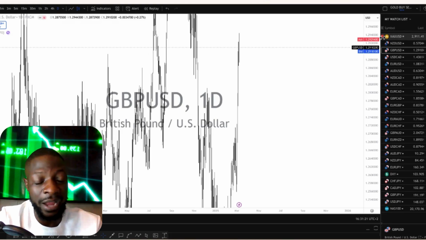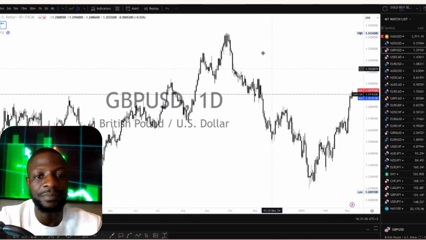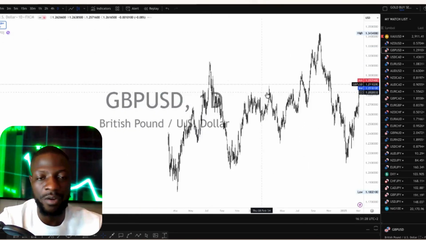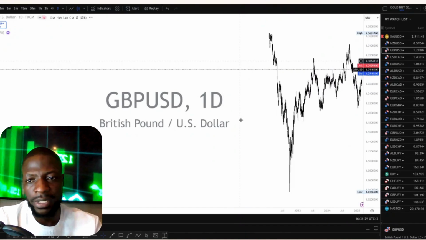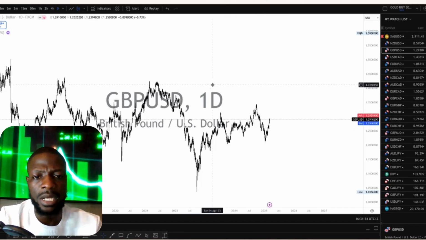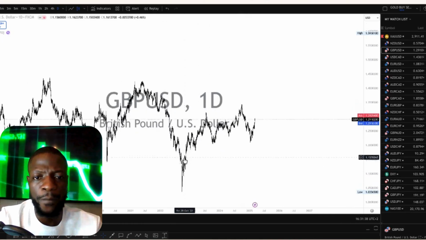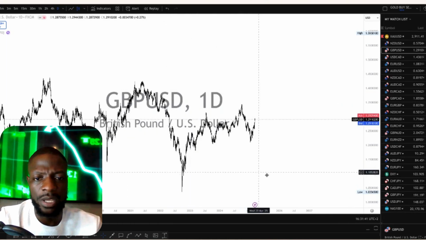You realize once I have a setup, I usually market trade, because that's a level that I would like to trade from. So the next is GBPUSD. Let's see what we can see from here. GBPUSD, we are on the daily time frame right now. And what can we see?